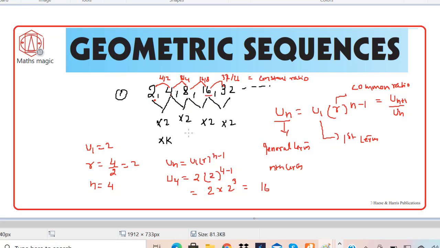Sometimes they will give you any two terms, which may be consecutive or may not be consecutive, and then you have to find u_1 and the common ratio, and any specific term or nth term, or the general formula for that specific sequence. You can use these formulas and these techniques to find the answer, and that will be really easy for you.